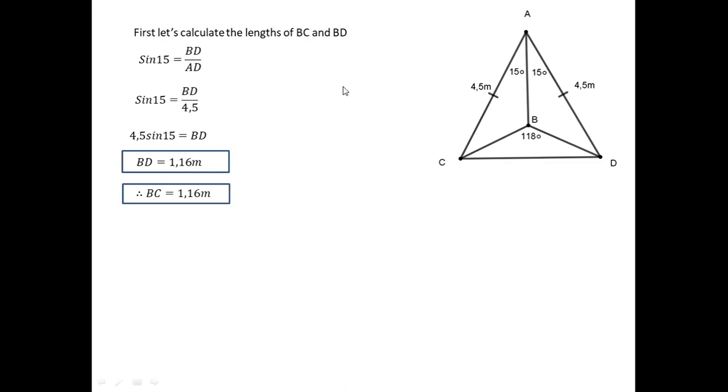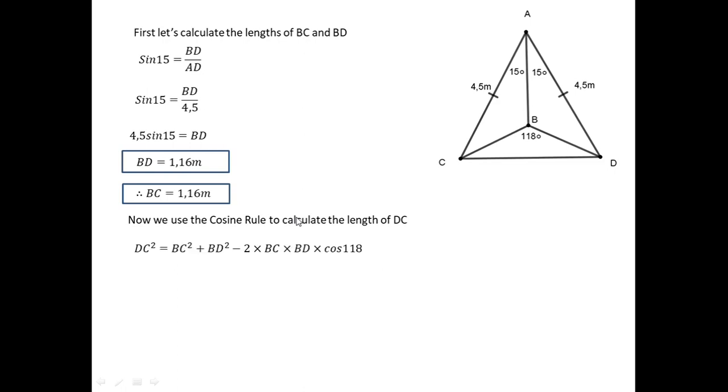Now that we've got BC and BD, we can use the cosine rule on the flat horizontal triangle at the bottom, triangle BCD. We can use the cosine rule on triangle BCD to work out CD. There we go. Fill in all of my values. Of course, BC and BD are the same length, which is why we see 1.16 repeated throughout.